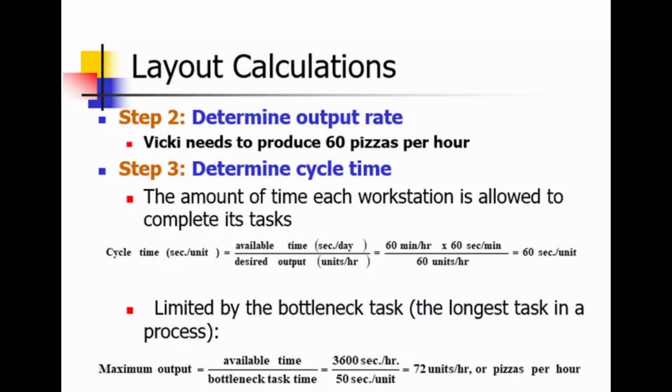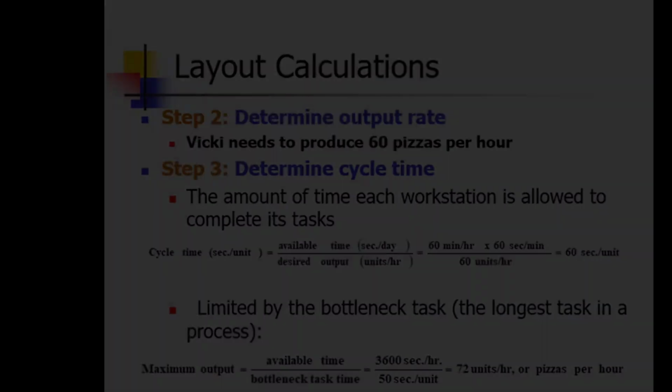Step 2, determine the output rate. So, Vicky needs to produce 60 pizzas per hour. In step 3, we will determine the cycle time, the amount of time each workstation is allowed to complete its task. So, sa pagkuha ng cycle time, we need the available time, seconds per day, over desired output, units per hour. So, sa maximum output, we need the available time over bottleneck task time.